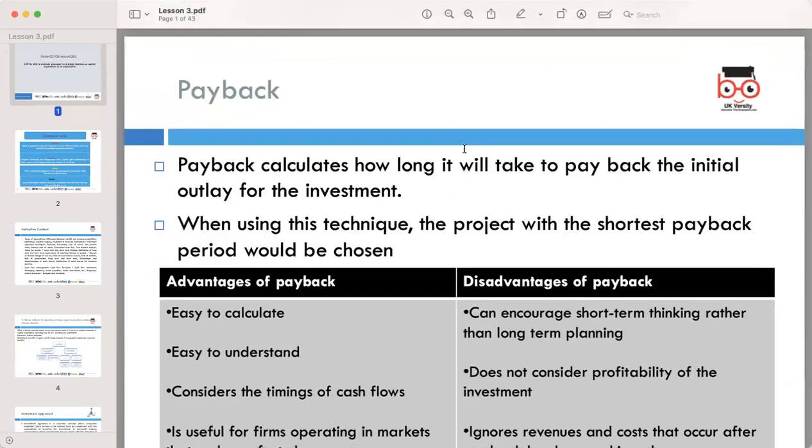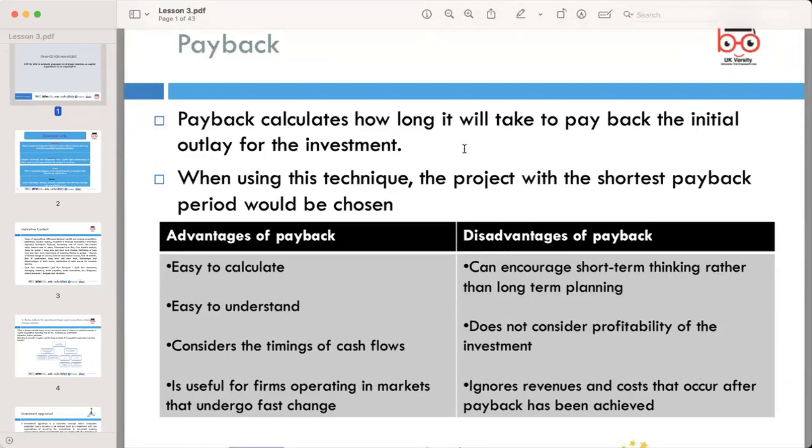So first of all, payback. Payback is a simple technique that calculates how long it will take to recover the initial outlay for the investment. It considers the timing of cash flows, and it is useful for firms operating in fast changing markets. However, payback does not consider the profitability of the investment or the revenues and costs that occur after the payback period has been achieved. So there are a few advantages and disadvantages as well.